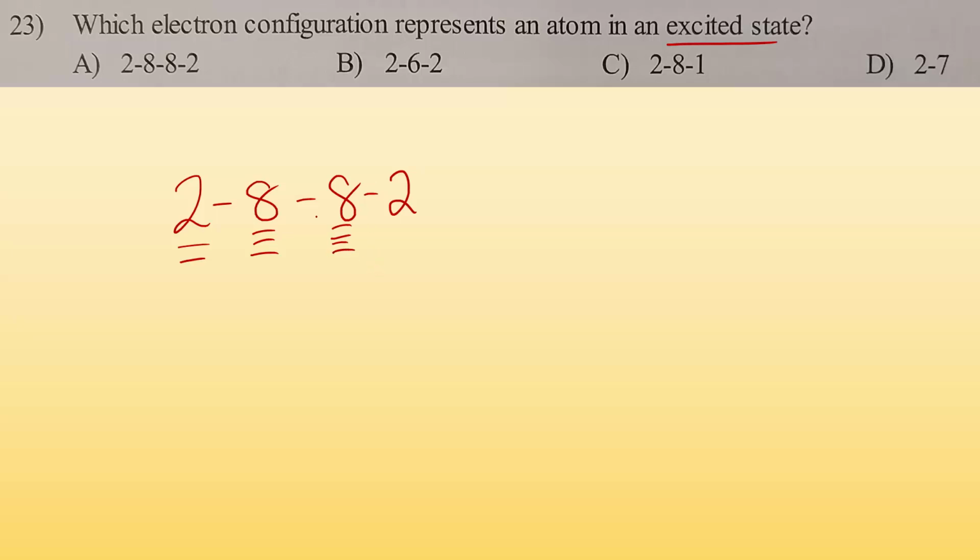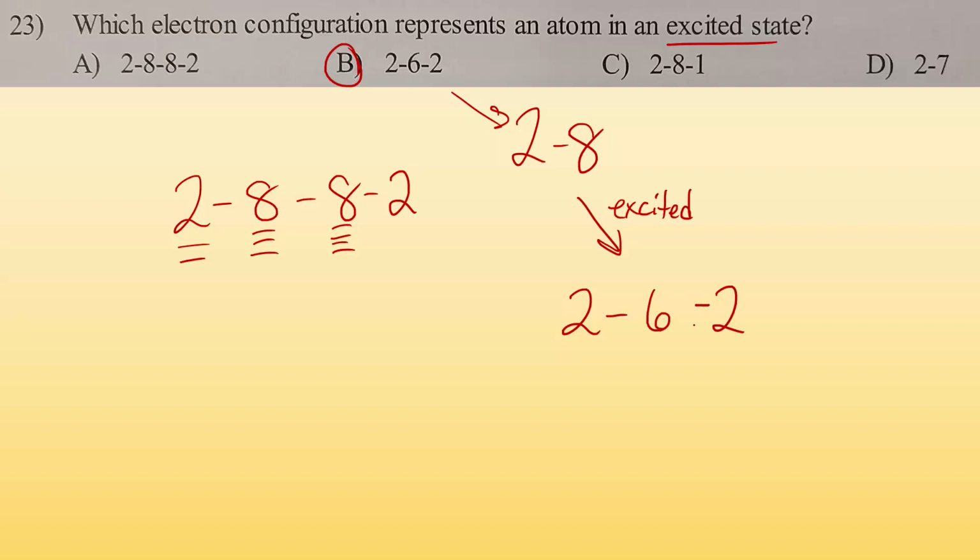If we take a look at which one of these doesn't match that, we're going to see it's choice B. This could have been 2-8, but it was excited, and 2 of those electrons jumped up to a higher energy level. So 2 went into the third, which means we have 6 left in that second energy level. So this 2-8-1 is still the lowest, 2-7 is still ground state, 2-8-8-2 is still ground state. The only one that doesn't fit is choice B.